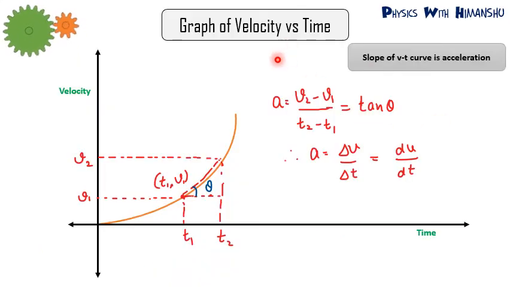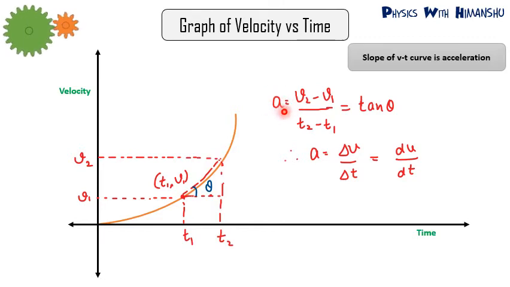So first we'll discuss graph of velocity versus time. Suppose this is a simple graph of velocity versus time, and suppose at time t1 velocity is v1, and at time t2 velocity is v2. So from t1 to t2, velocity is changing, so definitely there will be acceleration.